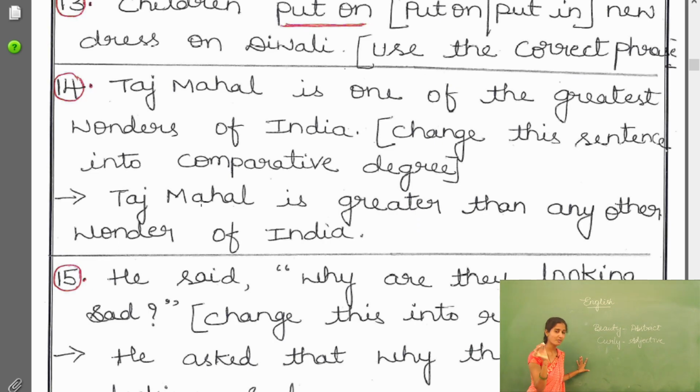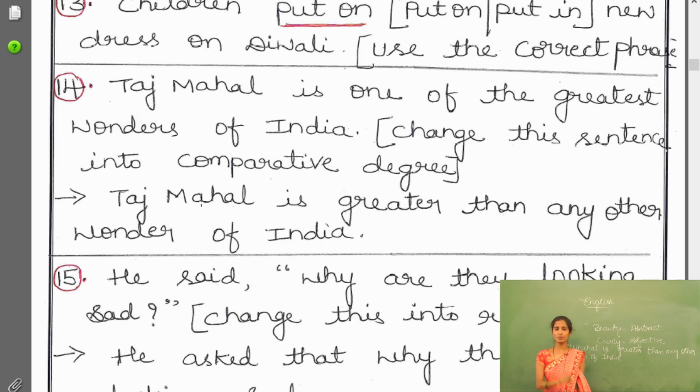First you have to observe what is compared to what. Here, the Taj Mahal first, right? The Taj Mahal is greatest will become greater here. They have asked you to form the comparative, so greater than any other wonder, right, than any other wonder of India. So this is the comparative degree.